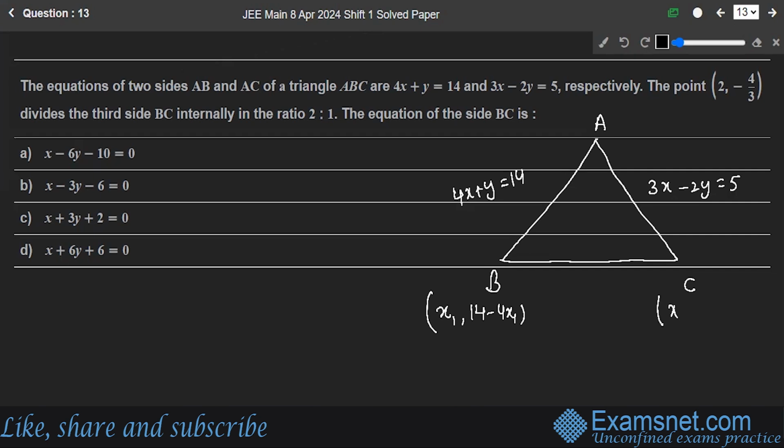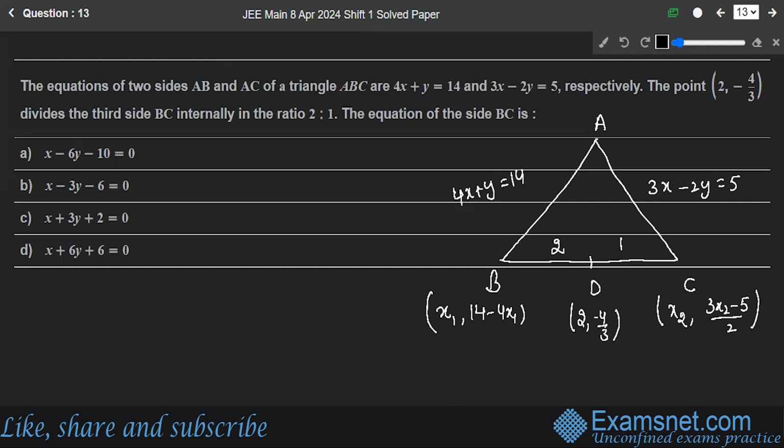Similarly, if I take any point x2 on the line AC, that is the point C, it will be given by x2, 3x2 minus 5 upon 2. So these are the coordinates for B and C. I want to find out the equation of BC. I have generally found out the coordinates for B and C. Also, you are given that there is a point D which divides BC internally in the ratio 2:1. The coordinates of D are given to you.